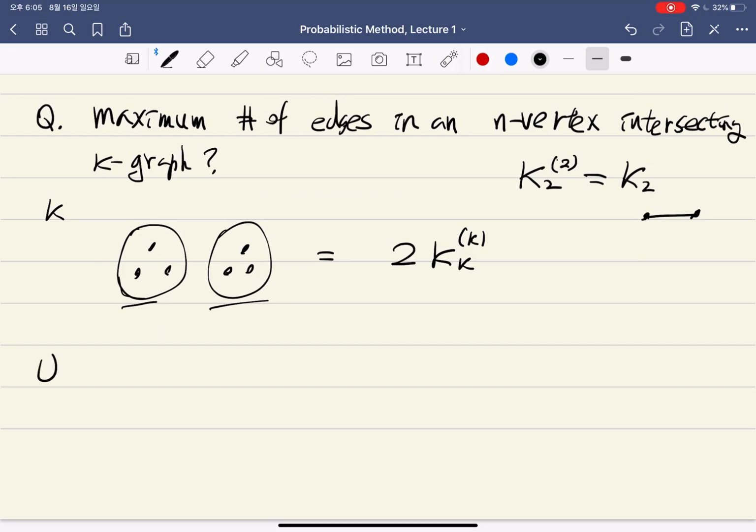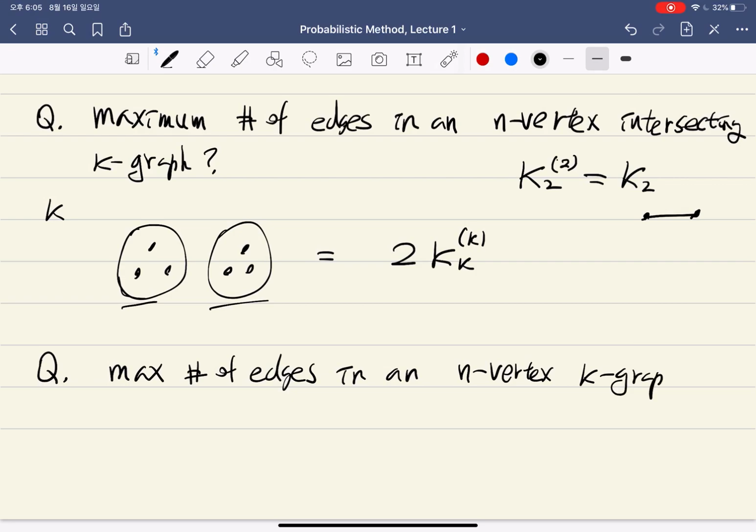So this can be rephrased as: what is the maximum number of edges in an n-vertex k-graph which has no copy of this hypergraph as a subgraph? So this is a Turan type problem.